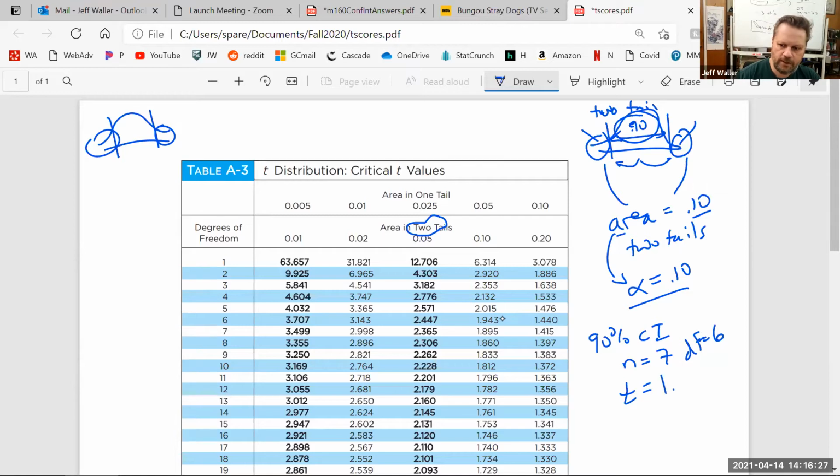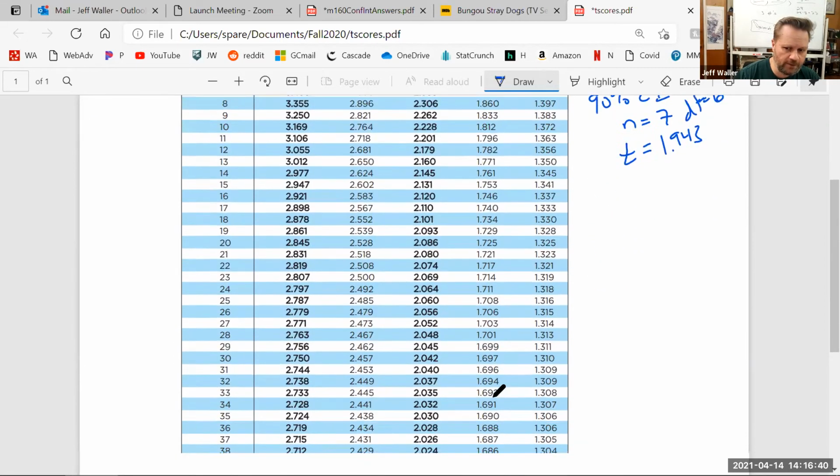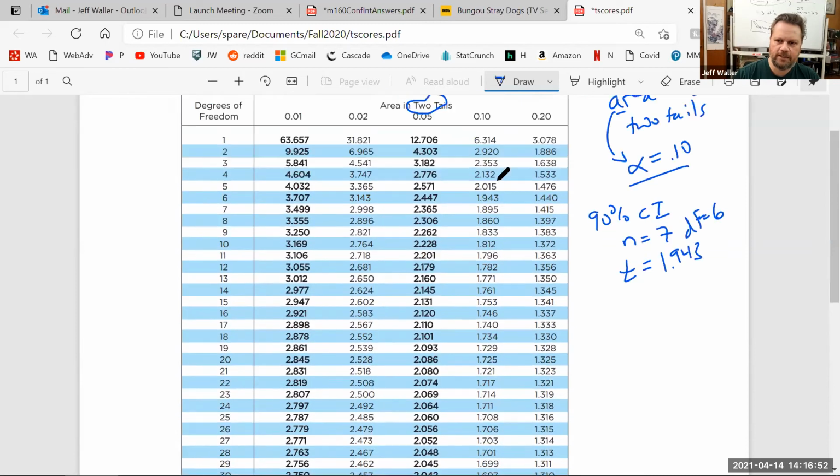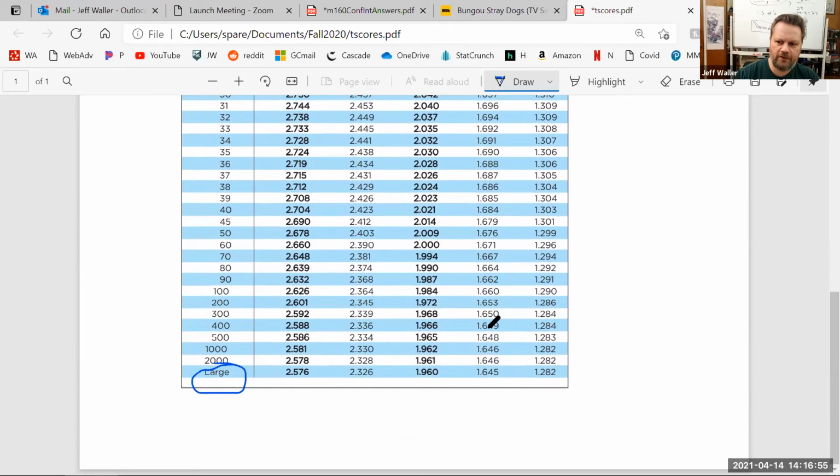So I'm going to be 1.943. 1.943, kick ass. And look, like I told you, what happens as my sample gets bigger? What happens to the t-score? As the sample gets bigger, it gets smaller. And what does it do in the case that I have a very large sample, like 5,000? What does it become? It should look very familiar. Does that look familiar to anybody, that number? Z-scores. That's a Z-score.